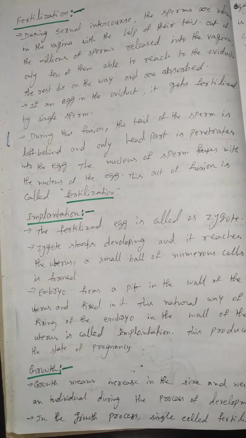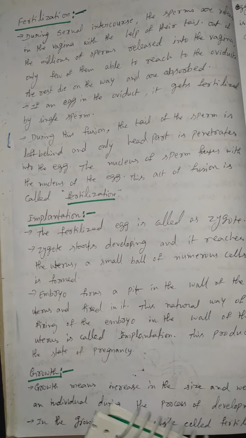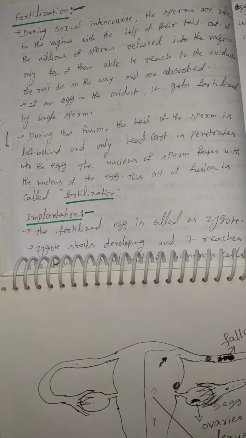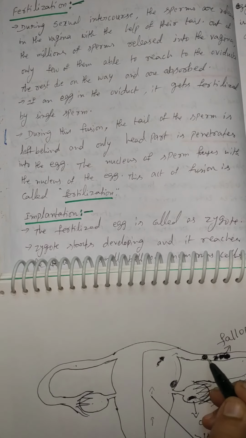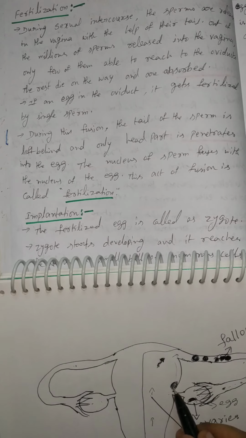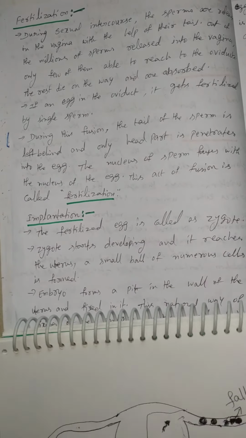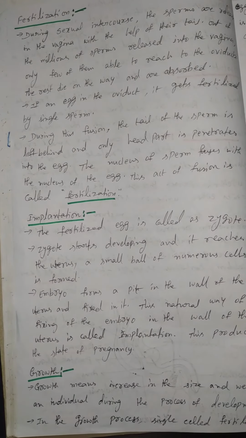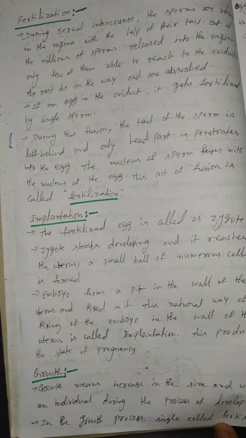So what is the meaning of implantation? After the fertilization is completed, the zygote is formed, and the zygote develops and forms an embryo, and then it reaches the uterus wall. So this is called implantation. So after this comes the growth in the uterus.